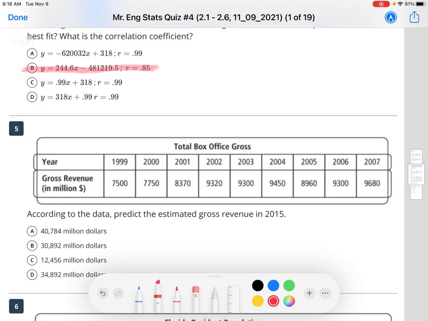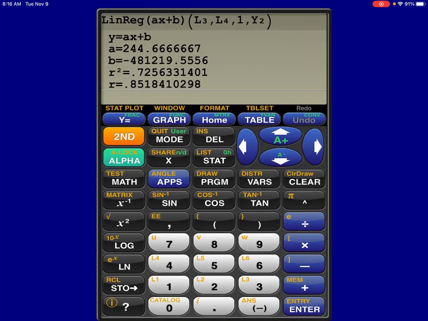Number 5, it gives me a year. So the years, is it x or the y? So that would be x equals 2015. So we're trying to find a y value. You could just put it into this equation here and you get an answer, but I can just let the calculator calculate all that. So let me put in 2015.